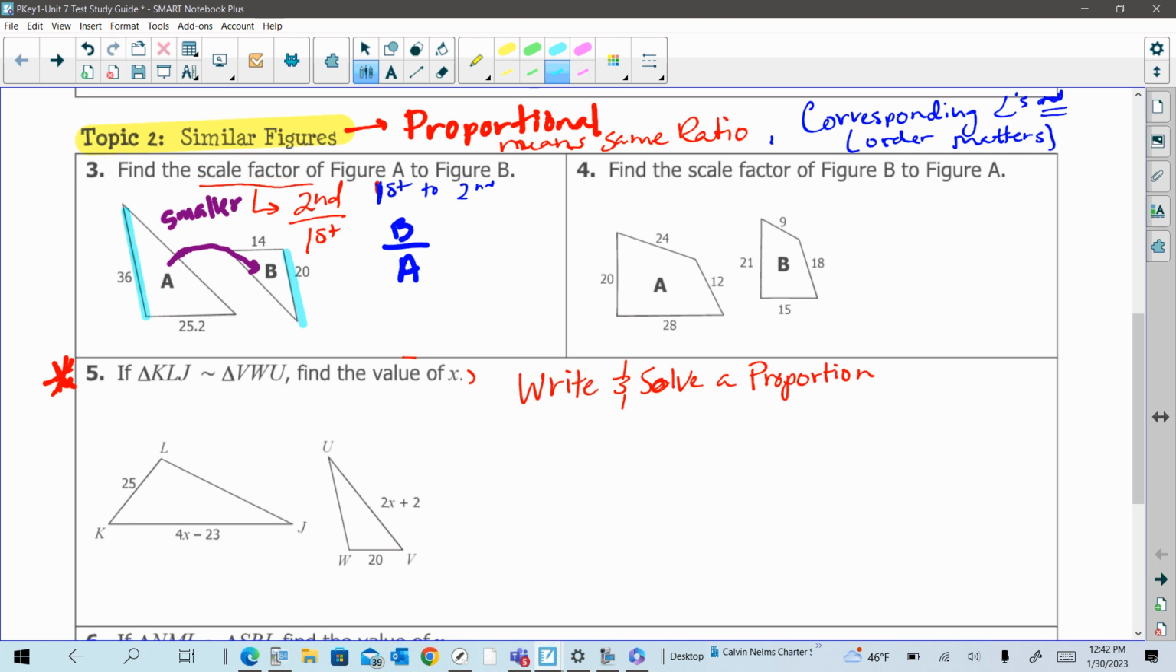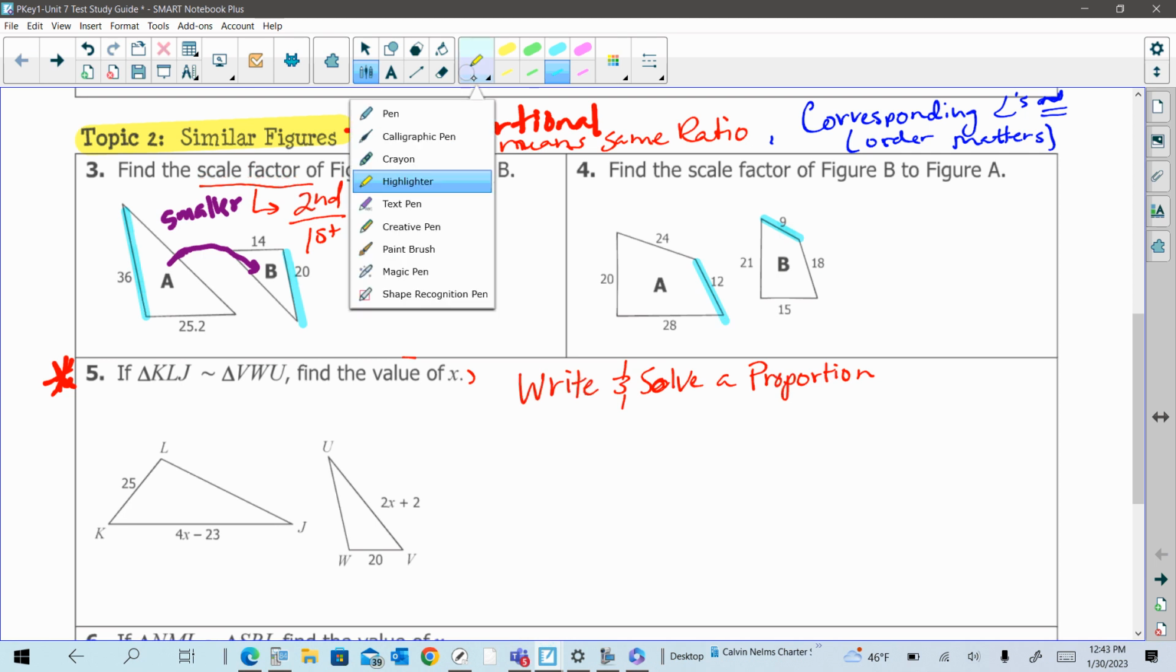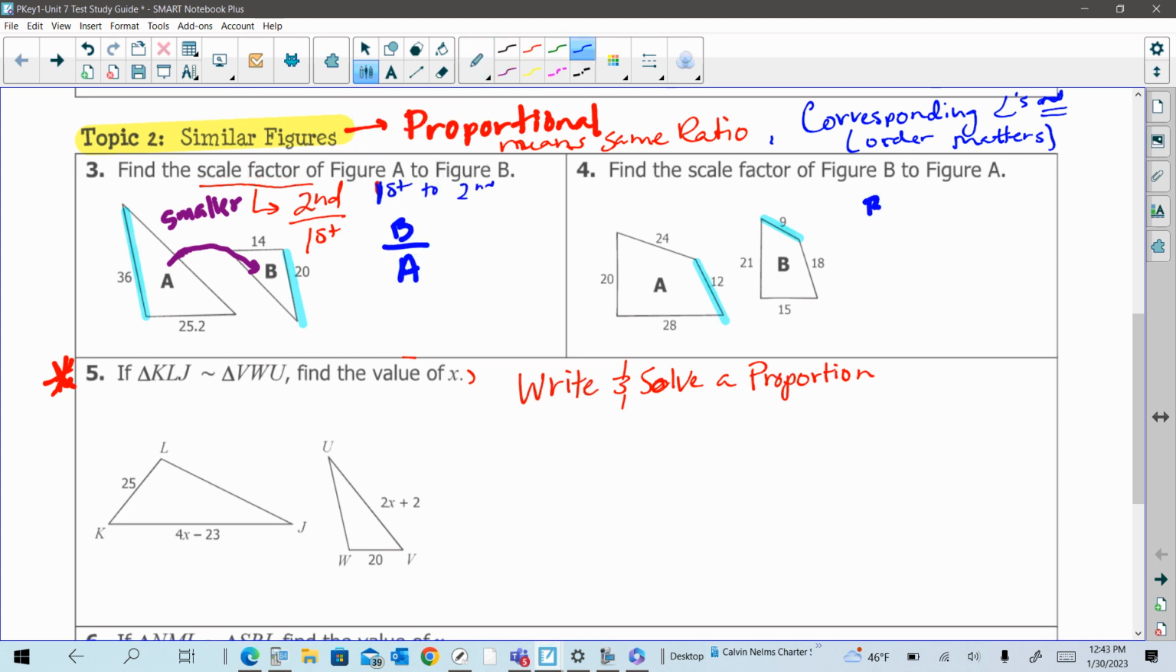If you want to start with the smallest side, like on this figure, 9 is the smallest side and 12 is the smallest side. They're not going to always be in the same orientation. So that would be 9 over 12, which can reduce. Make sure you always give the reduced answer. So the scale factor, we just write R. The symbol for scale factor is a K.